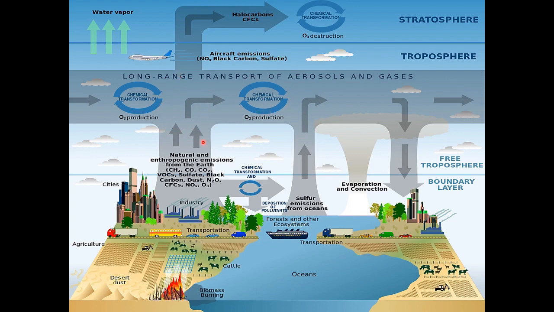But if the CFCs go up, yes, it goes up, so it actually reacts with the stratospheric ozone, so it destroys the ozone layer. All right. So also, not only from the Earth's surface we have sources of pollutants, we also have pollutants in the atmosphere. So we have aircraft emissions.